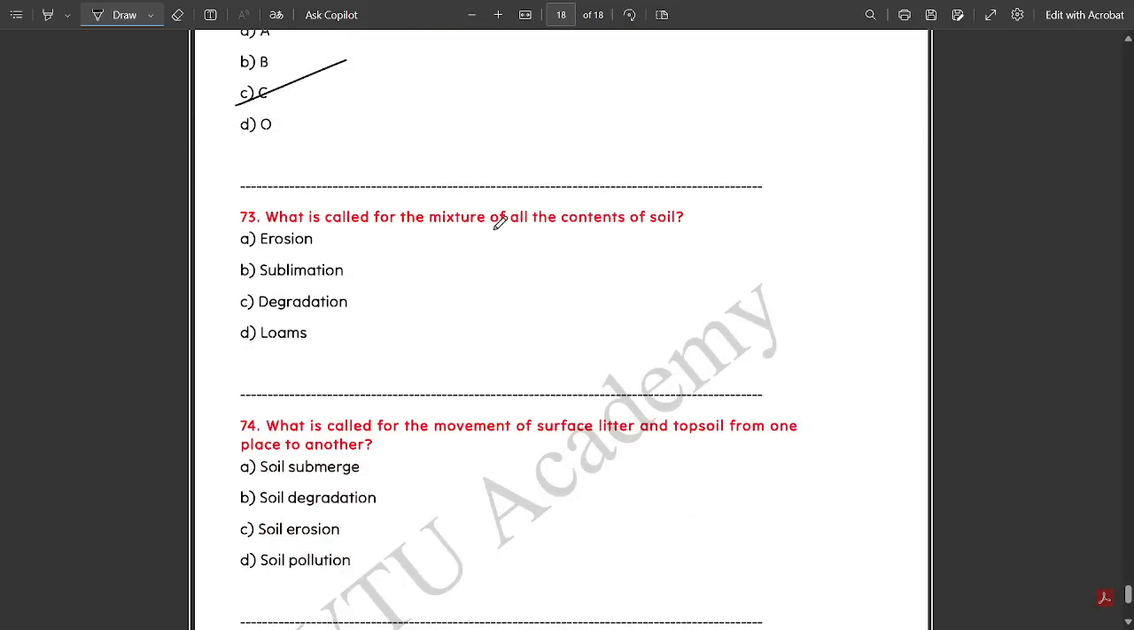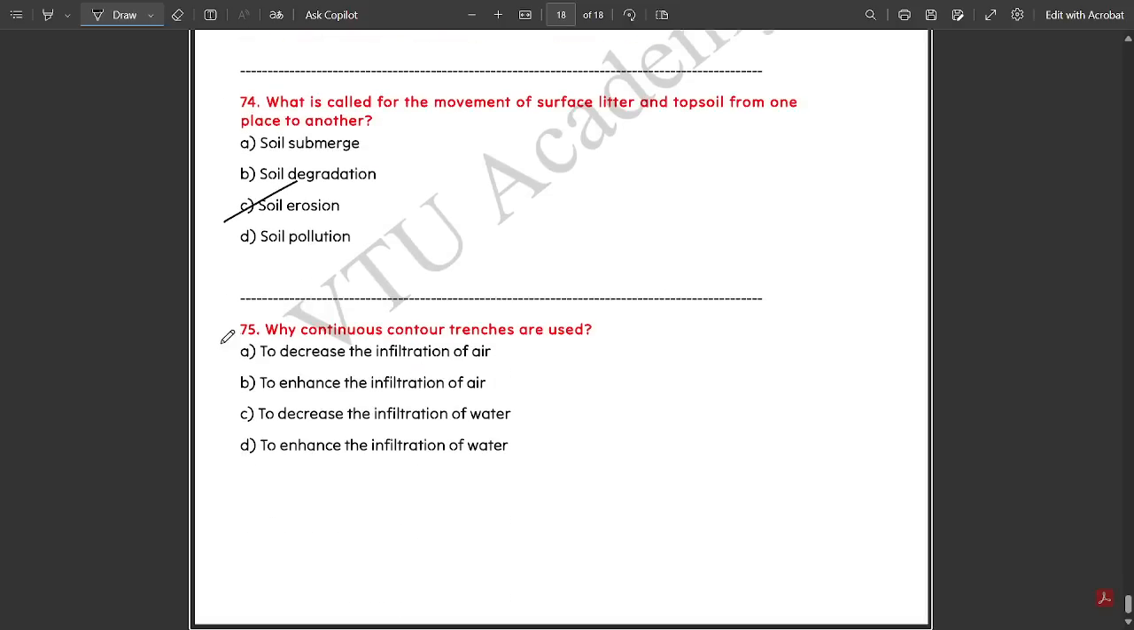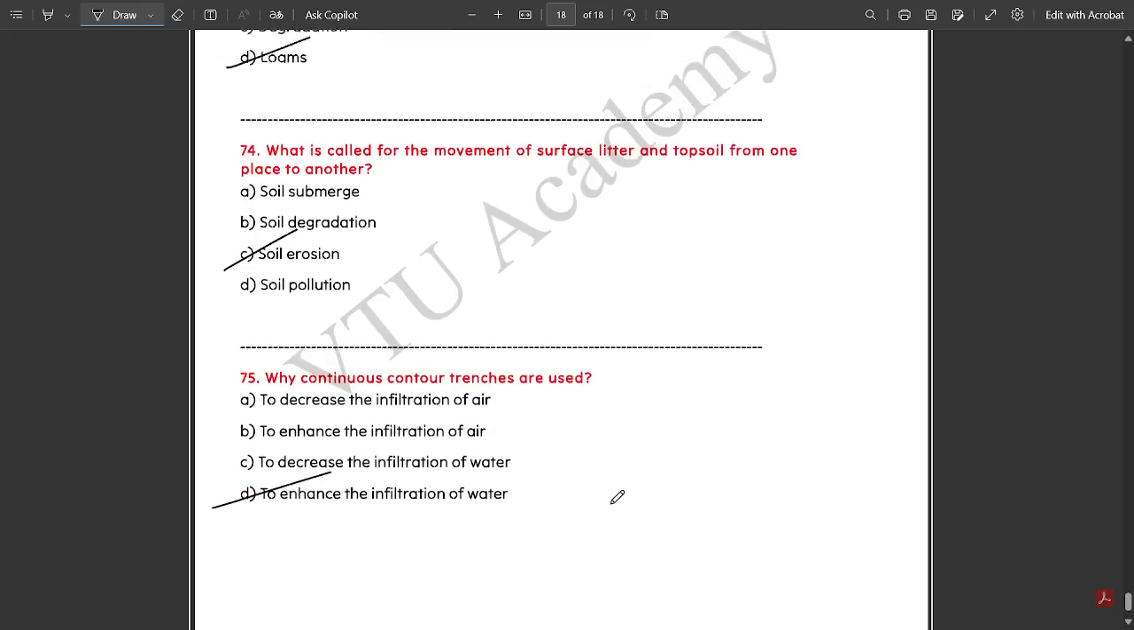What is called for the mixture of all the contents in the soil? The answer is loams. What is called for the movement of surface litter and topsoil from one place to another? The answer is soil erosion. Why are continuous contour trenches used? They are used to enhance the infiltration of water.